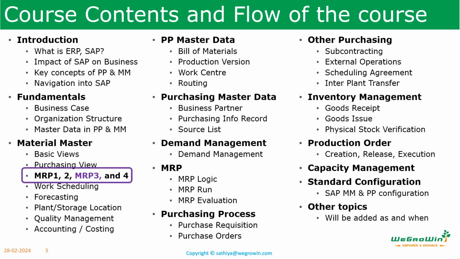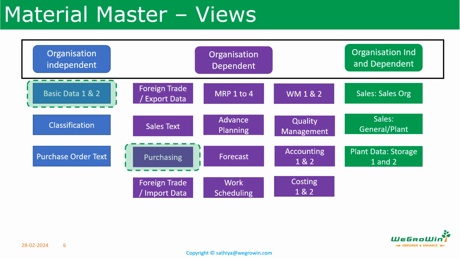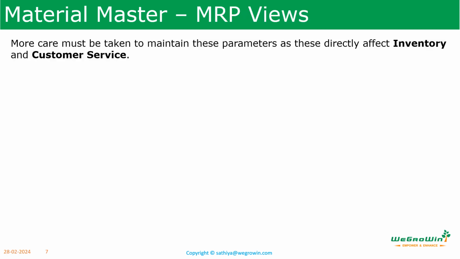Okay, let us continue the course with a discussion on the MRP3 view. So far, we discussed and created Basic Data 1 and Basic Data 2. These are the views that are organization independent. Then we created the purchasing view, which is plant specific. After that, we created MRP1 and MRP2 views, which are plant specific and storage location specific. Now, we will discuss the MRP3 view, which is plant specific and storage location specific.